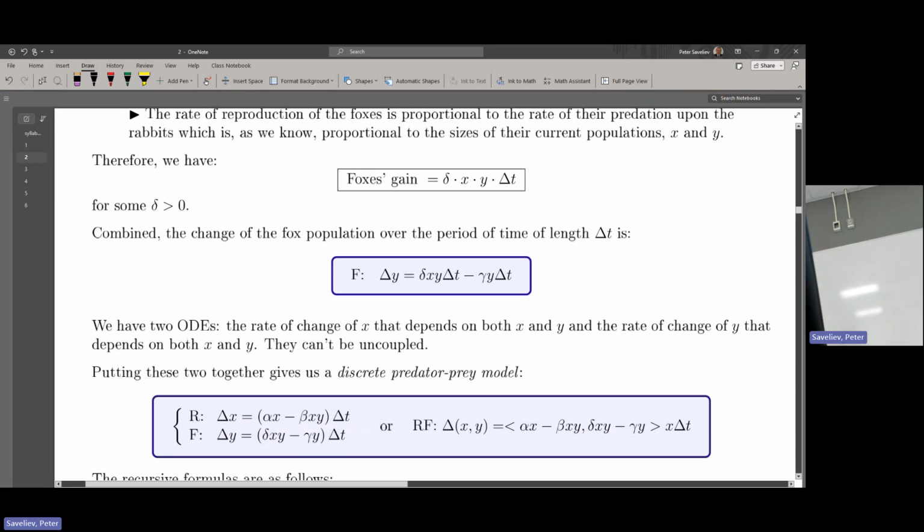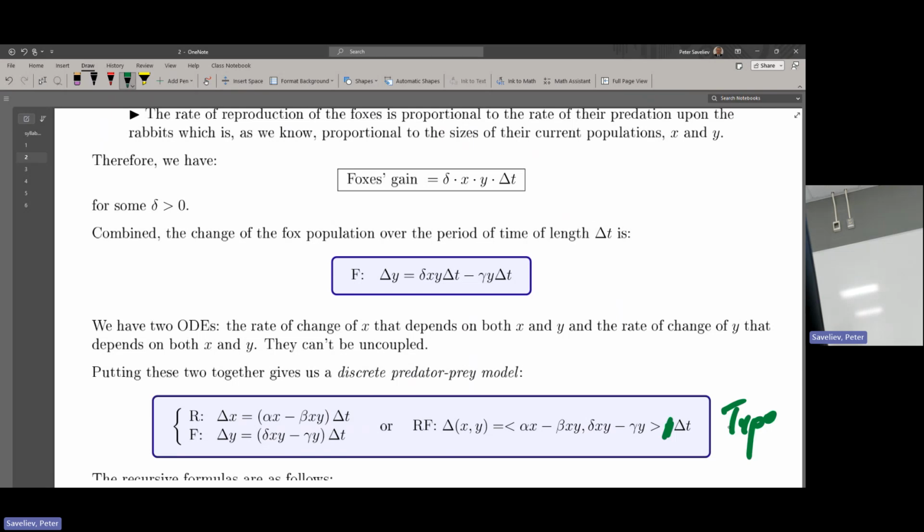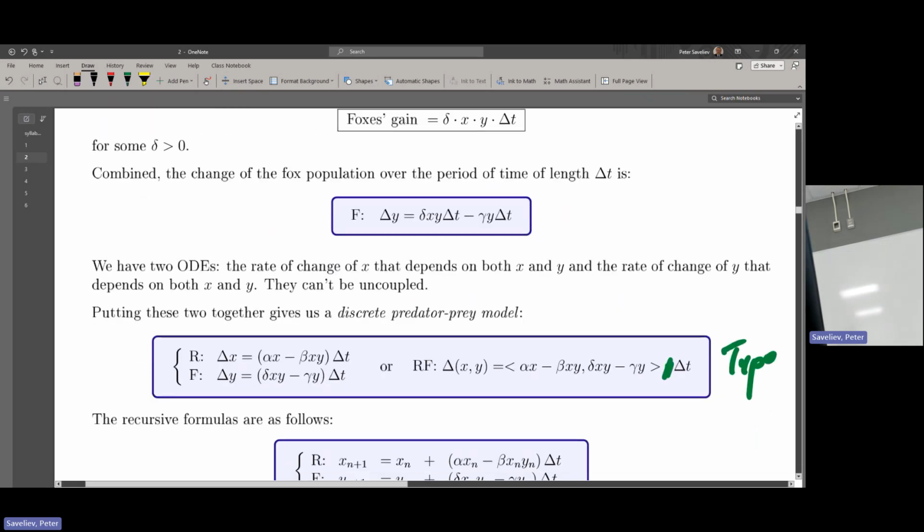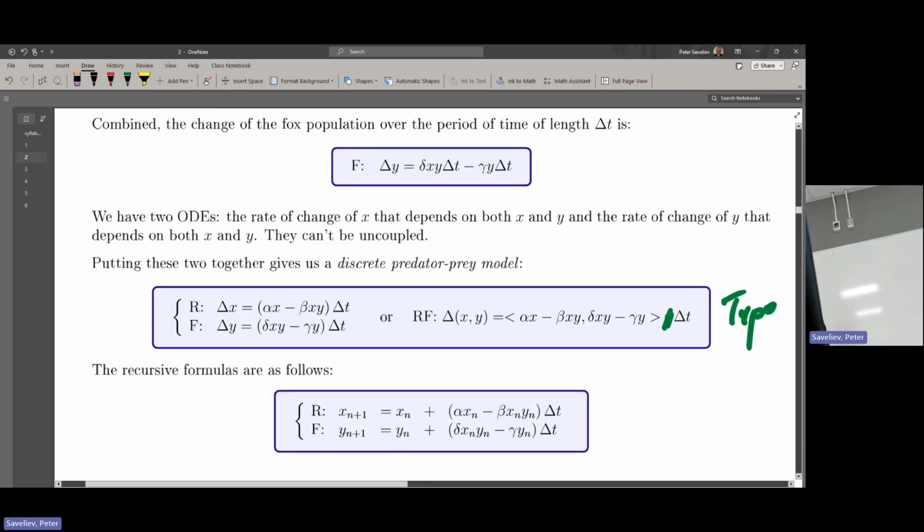As you can see, I not only factored delta t out, I also factored. No, there's no x there. That's a typo here. Okay, and then you can put it in the form of a vector with delta t being a coefficient. So this is sufficient for us to write recursive formulas.